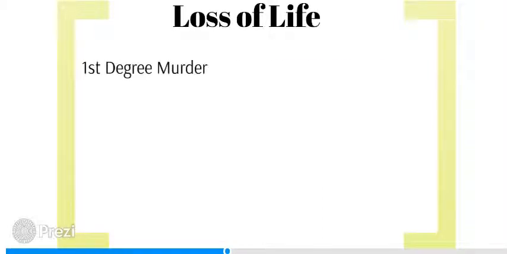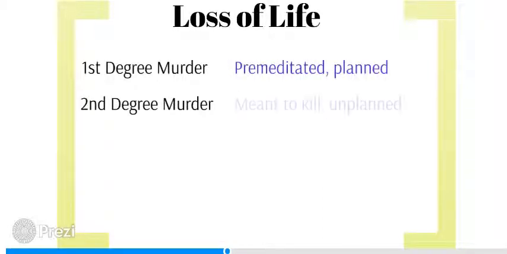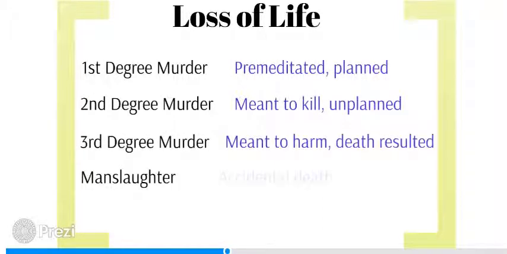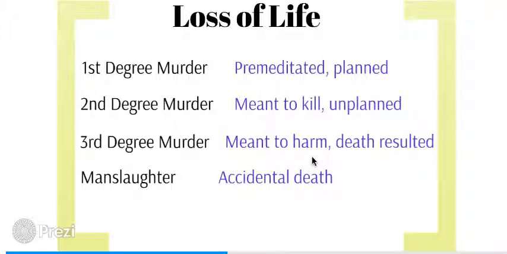All right, and then loss of life real fast. First, second, and third degree murder, and then manslaughter are all different. So manslaughter sounds worse. It is not. Okay, first degree murder is premeditated, is planned. You did this, you knew you were going to do this. Second degree murder is you meant to kill someone, but it wasn't really planned. Third degree murder is you meant to harm somebody, you meant to go beat the crap out of someone, and death resulted. And manslaughter is accidental death.